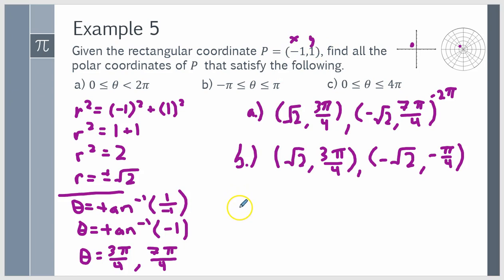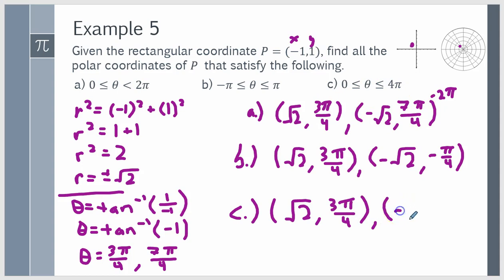So part C is going to be pretty much the same. The only thing changing here is that the interval has gotten bigger. It didn't just shift where the interval is. Now we have a longer stretch of theta values to consider. So I can't use the -pi over 4. That one's out. This first one that we found, square root of 2, 3 pi over 4, does fall in the specified domain, so we're just going to reuse that value. We also said negative square root of 2, 7 pi over 4 was an answer. We're just going to reuse that value.